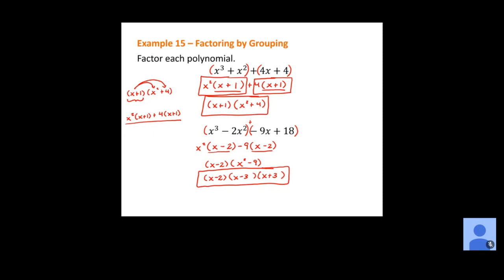All right, so that's it for that section. So we're going to move on now to 1.4.